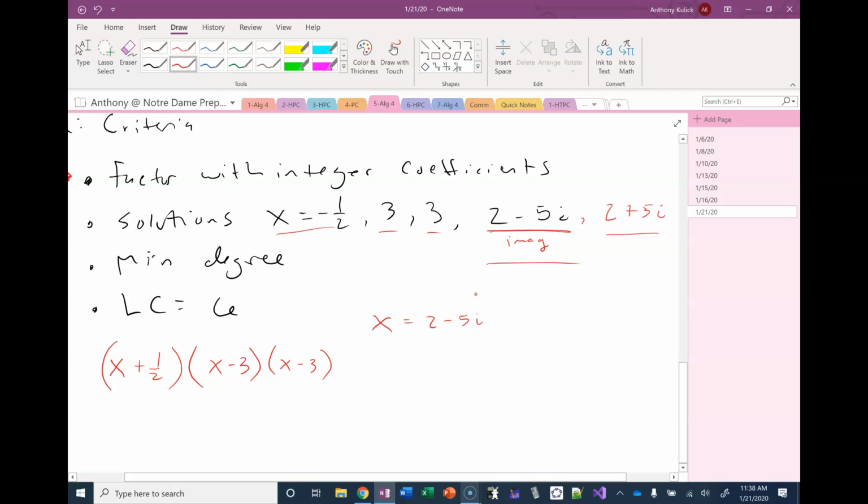So I have x equals 2 minus 5i. I'm going to treat 2 minus 5i as one thing. So I'm going to subtract 2 minus 5i from both sides, like that. And you're going to see in a moment why that's helpful. It just makes things a little bit easier to deal with later on if I do it that way.